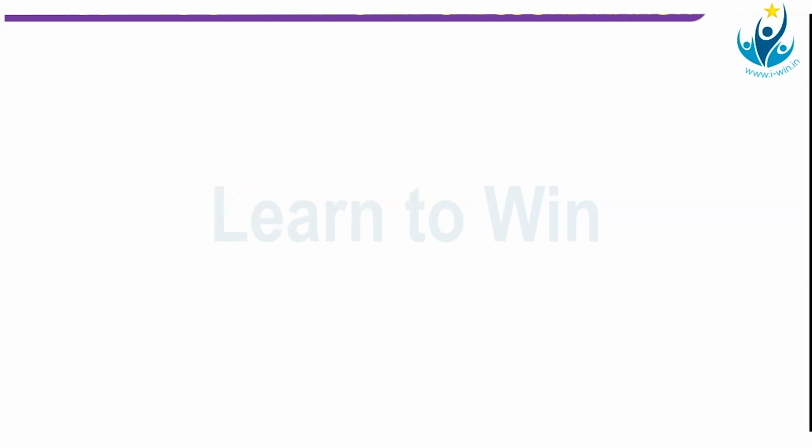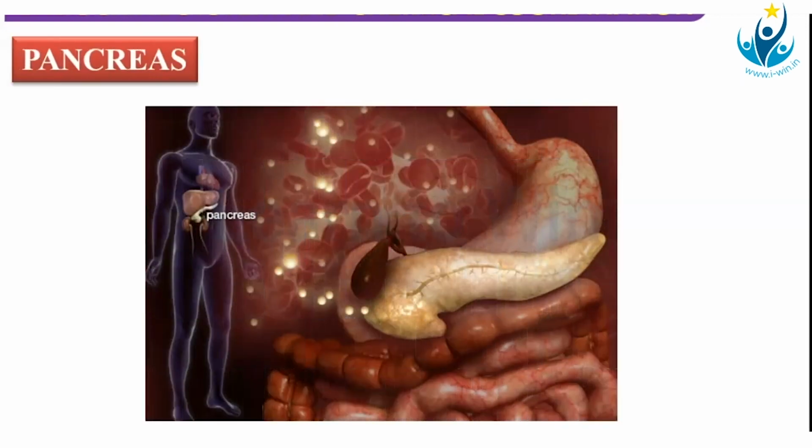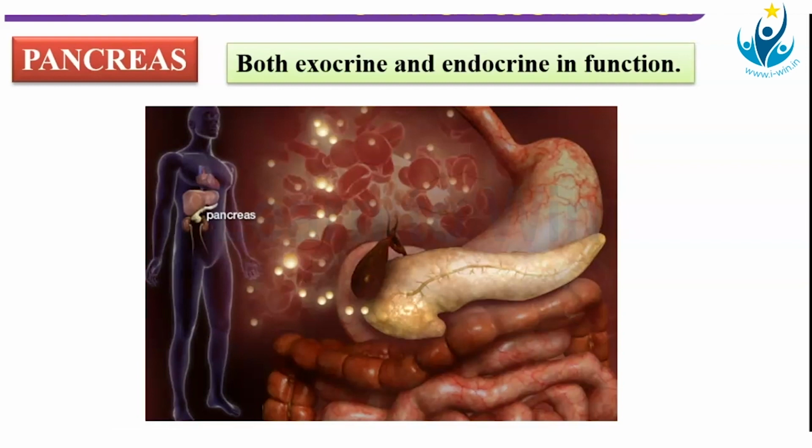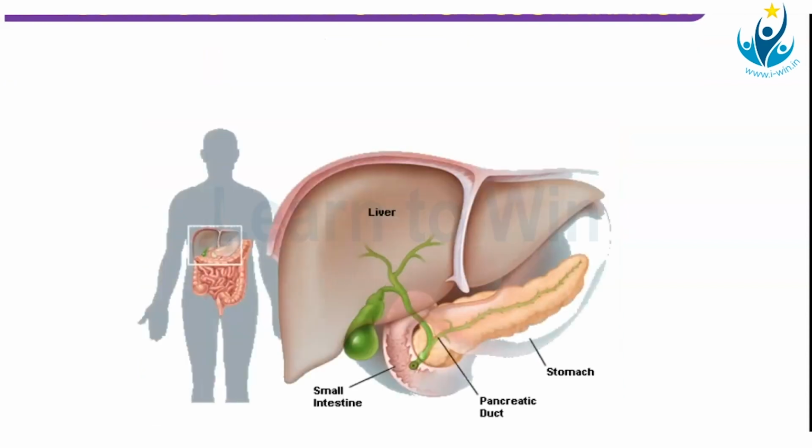Next we'll go to pancreas. Now pancreas is actually a mixed organ. It is both exocrine and endocrine in nature. Means it's the same organ that has exocrine activity where the secretions are moved through ducts, and endocrine, which is ductless, where the secretions are directly released into the bloodstream.